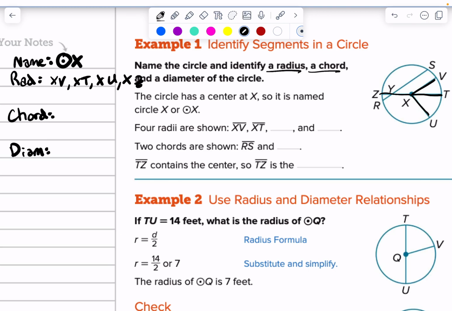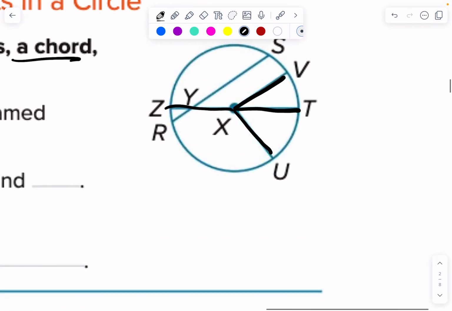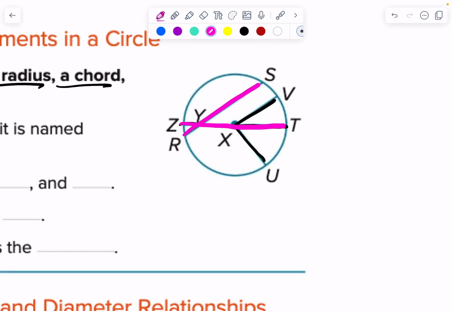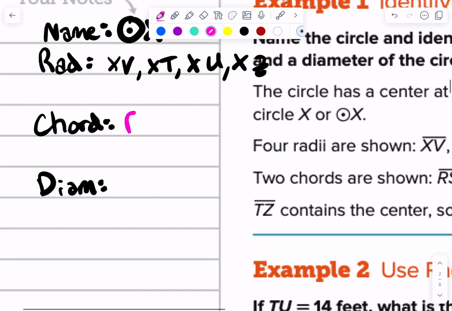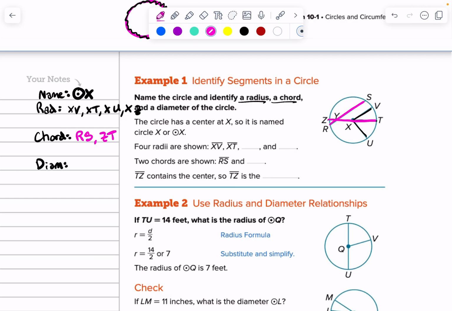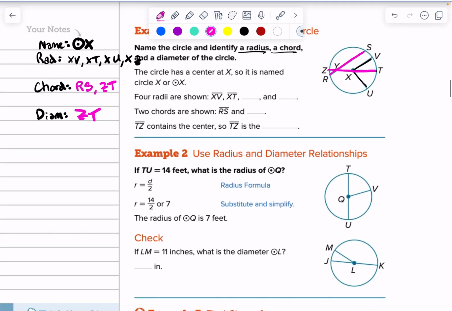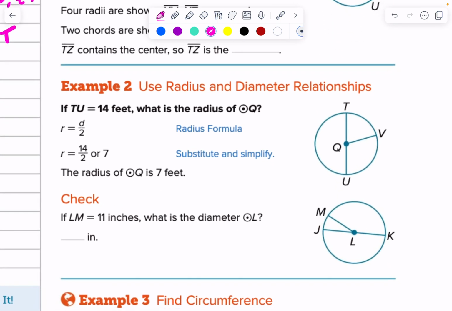Okay. A chord. There are technically 2 chords. This is one chord, and the diameter is a second chord. So RS and ZT are chords. And then there's one diameter, and that is ZT. Okay, so example 1, you're just naming stuff. Okay, example 2 is really short.